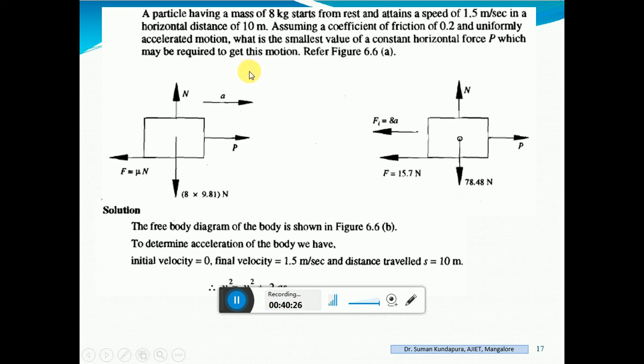Here in this concept, we have to also take into account the F is equal to ma, that is the inertia force. Fi is equal to ma. We are using the D'Alembert's principle here, right? So Fi is equal to ma is taken. Here we know that the body is moving in this direction, so take Fi is equal to 8a in this direction. What is 8a? 8a is nothing but m into a, so mass into acceleration. Mass is given as 8 kg.